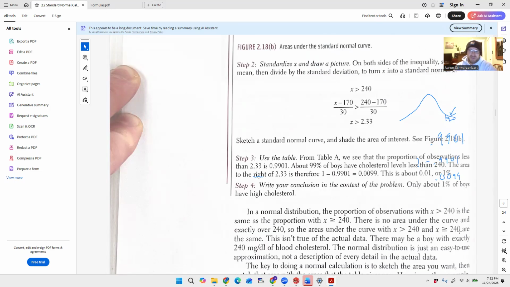So my final step, write the conclusion. Only about 1% of boys have high cholesterol. Slightly less, but this needs to be said. If you don't write that, you stop at step 3, you did not answer the question. You do not get it right. I will give partial credit, but you did not get it right.